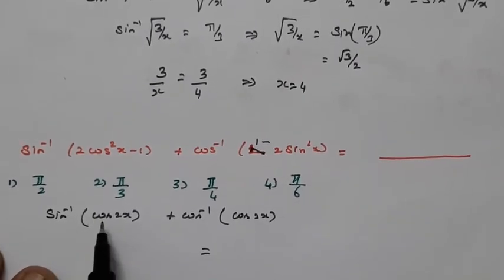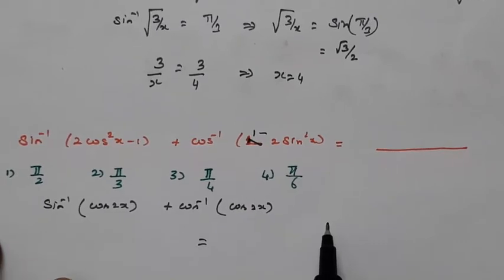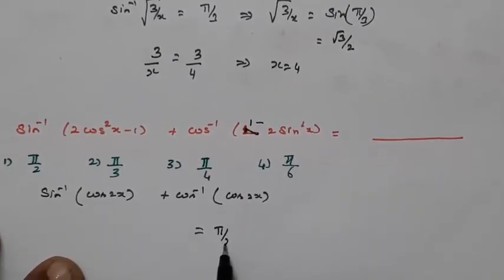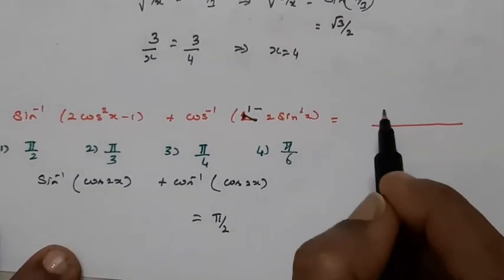You know that sin inverse of x plus cos inverse of x is pi by 2. See here the same angle cos 2x is here. So this will be equal to pi by 2. So what is the option? Option number 1, that is nothing but pi by 2.